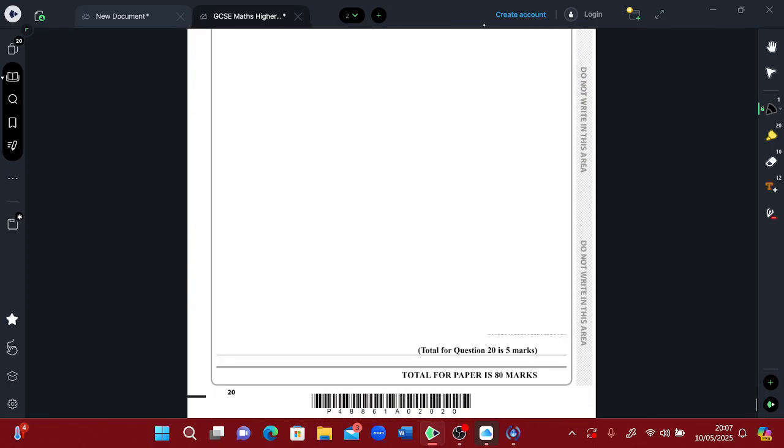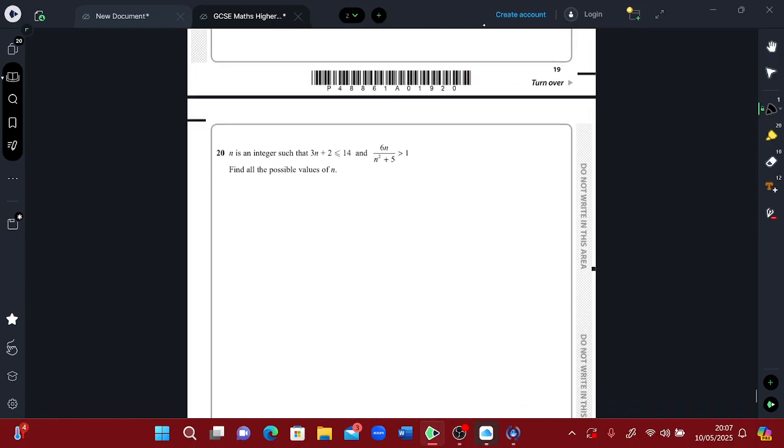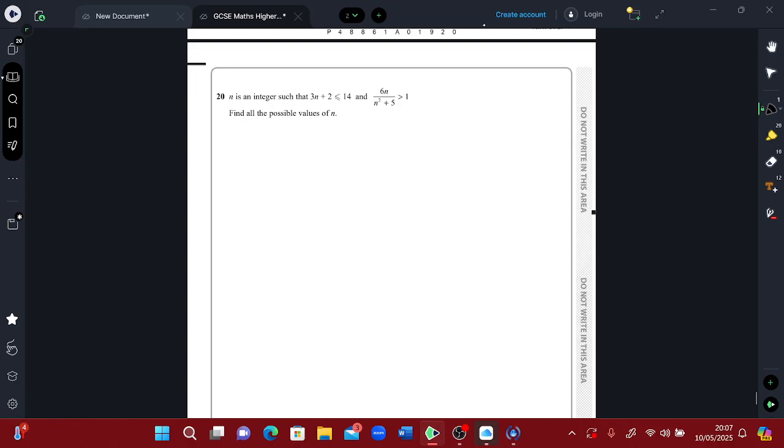Oh, and the final question now. Here we go. Okay, n is an integer such that 3n plus 2 is less than or equal to 14, and this is very common for the last question. I've seen this on a few past papers. Obviously, a quadratic inequality or inequality. There's two lots of them, and you have to do them separately. So that's what we're going to do. So if it says and, we have to solve both of them.